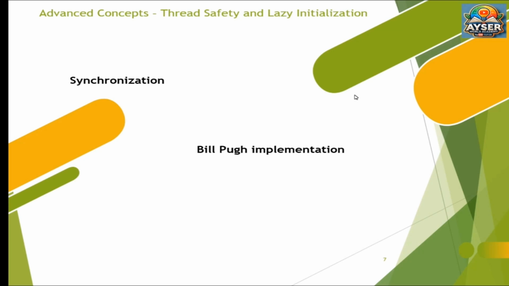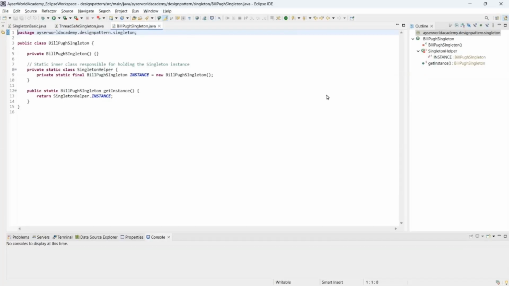Let's see the implementation of the Bill Pugh approach, how we can create the singleton class using this concept. The approach is similar. We have to provide a private constructor. Basically, we want to create the instance at the time of class loading into the JVM, so we use a private static inner class. In that, we create an instance of our singleton class, and a utility method returns the same. If you look at code line numbers 8 to 10.